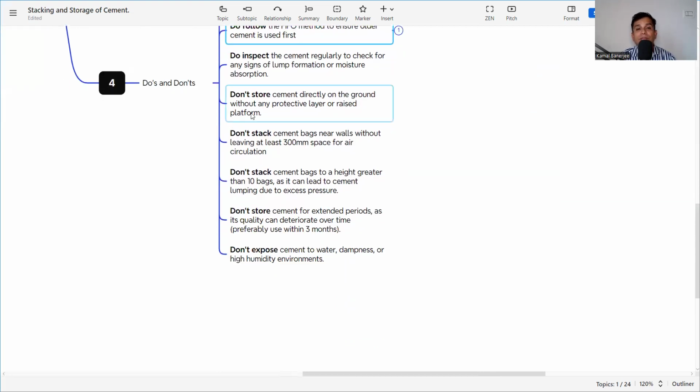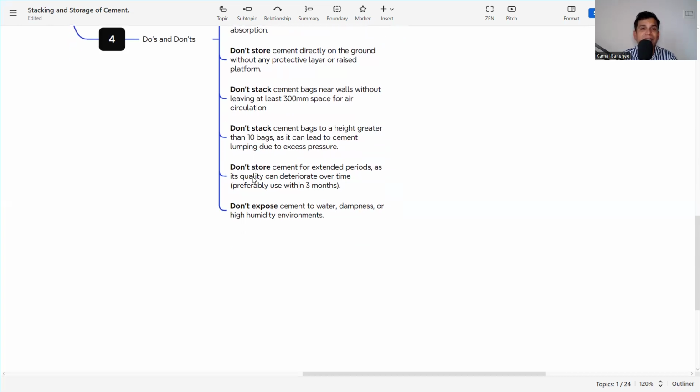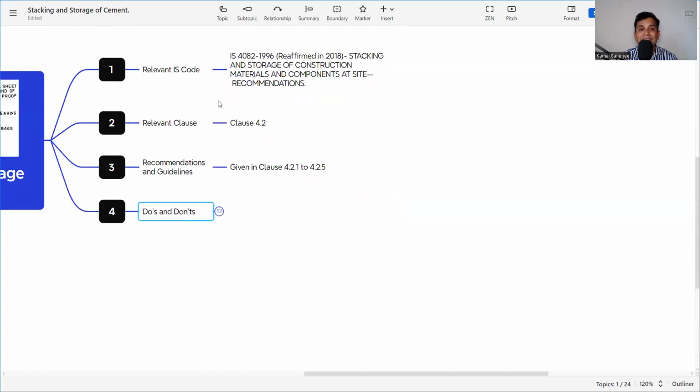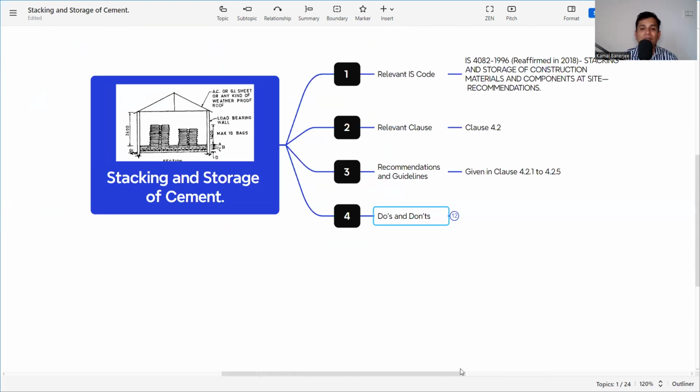Then what we should not do: don't store cement directly on the ground without any protective layer or raised platform. Don't stack cement bags near walls without leaving at least 300 mm or 600 mm space for air circulation. Don't stack cement bags to a height greater than 10 bags. Don't store cement for extended periods, as it can deteriorate over time; it's preferably 3 months. And don't expose cement to water, dampness, or high humidity environments. So these are the things about the stacking and storage of cement as per IS code 4082.